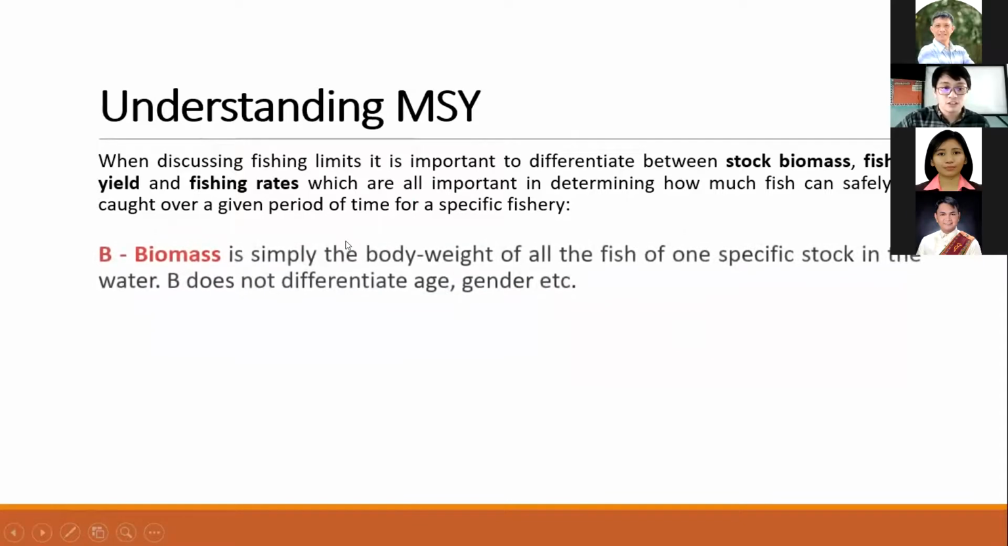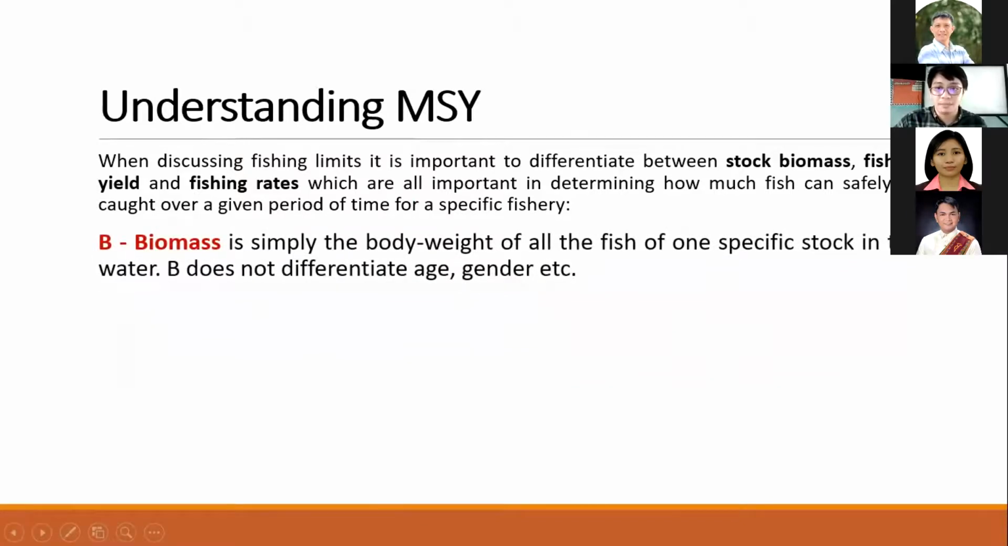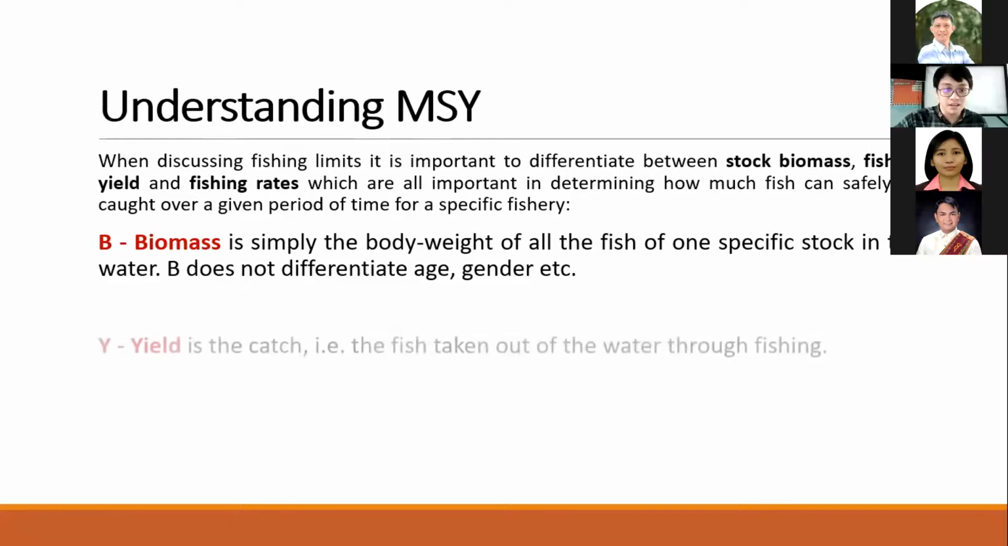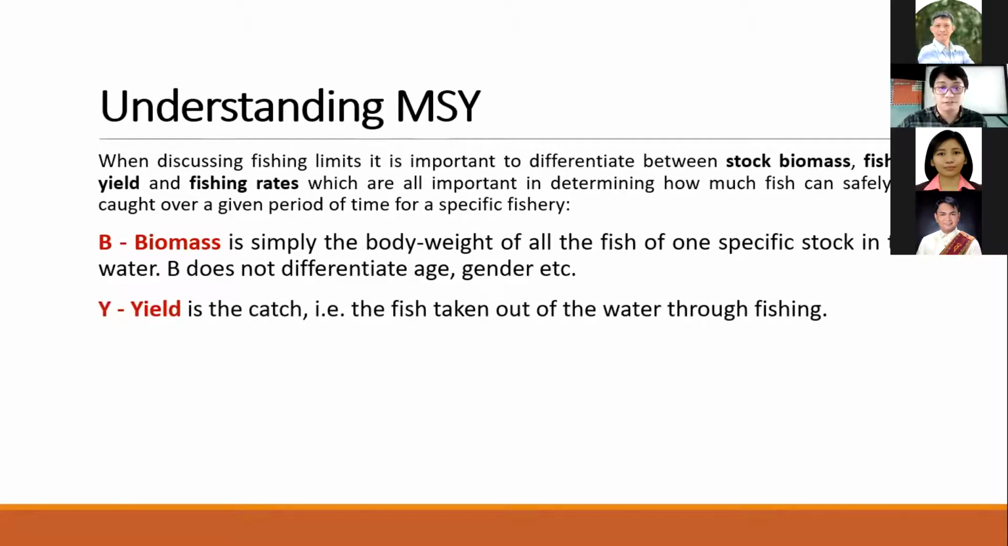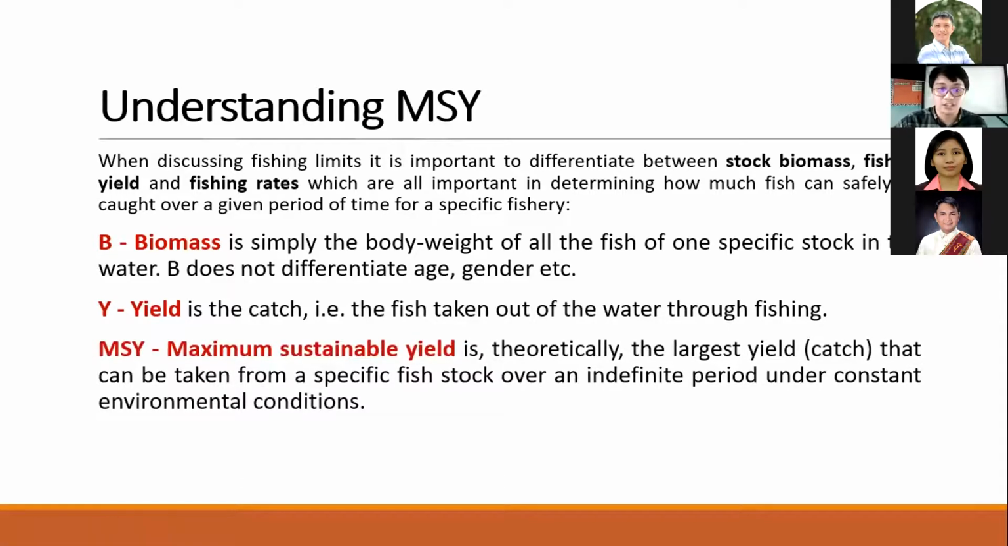When we say biomass, this is simply the body weight of all the fish of one specific stock in the water. The biomass doesn't include specifications like the age or gender of our fish, just the body weight. Our yield is the catch, the fish that is being taken out of the water for commercial purposes, for fishing. And the MSY is the maximum sustainable yield, the largest yield or catch that fisher folk can obtain over an indefinite period of time while maintaining constant environmental conditions.